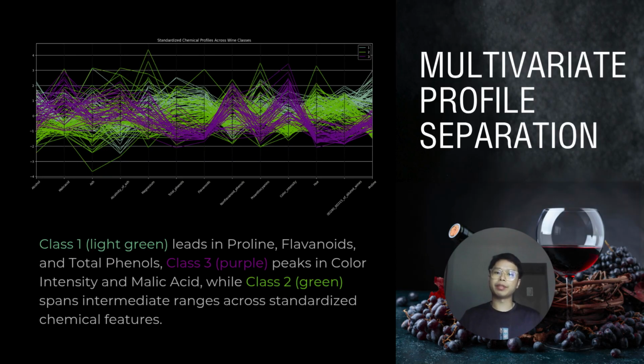Moving on is the multivariate profile separation. Based on the diagram here, we can identify that class 1, light green, leads in proline, flavonoids, and total phenols. Class 3, purple, peaks in color intensity and malic acid, while class 2, green, spans an intermediate range across standardized chemical features. Based on the analysis here, all these characteristics and attributes are used to distinguish between the wine types in the prediction models we were working on.